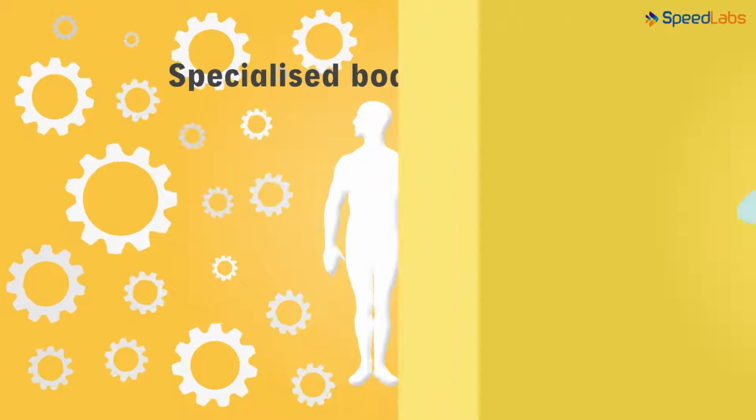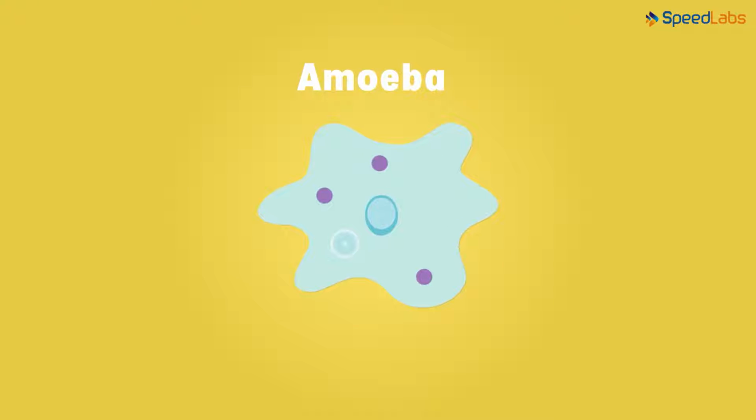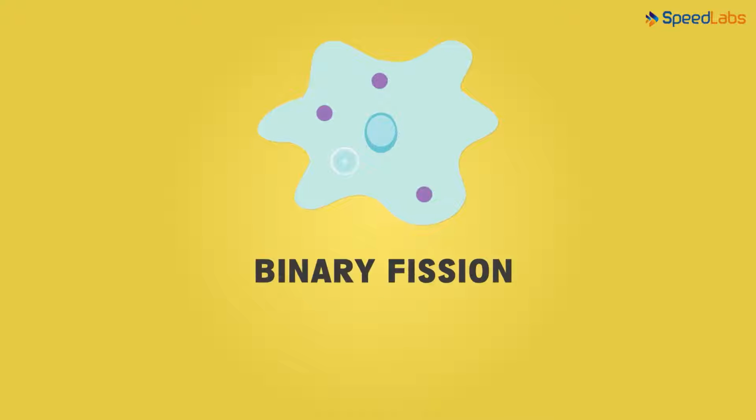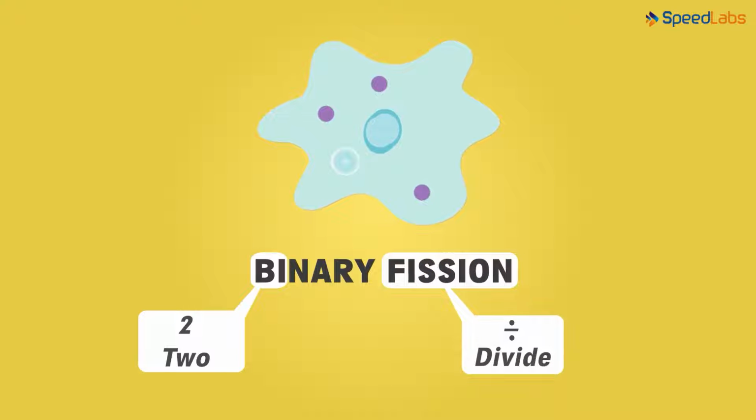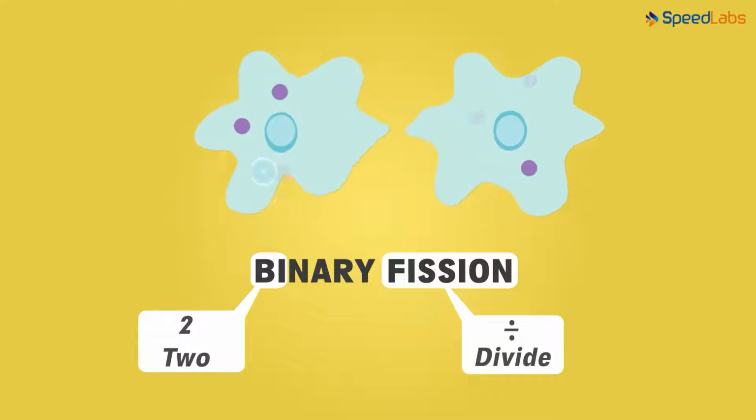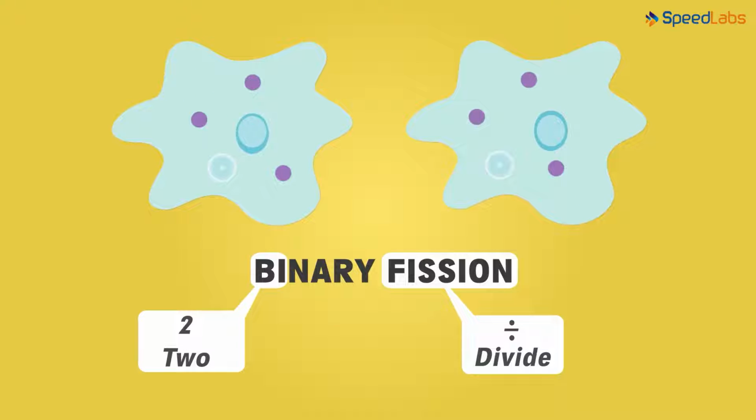But what about the organisms like the amoeba? They do not have specialized organs for reproduction. How do they reproduce and multiply? The answer is quite simple. They use the method of binary fission. The term binary comes from the word bi, which means two, and fission means dividing. The amoeba's body splits into two parts and forms two new cells.